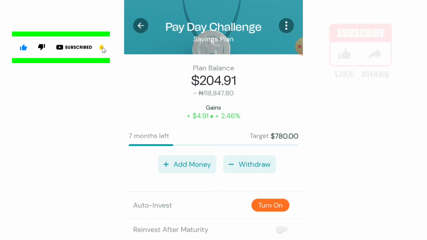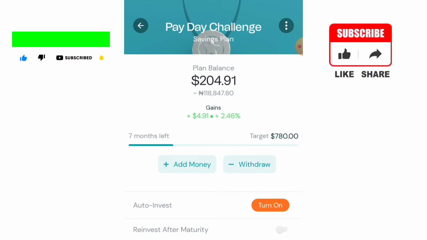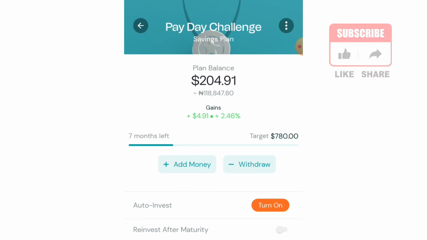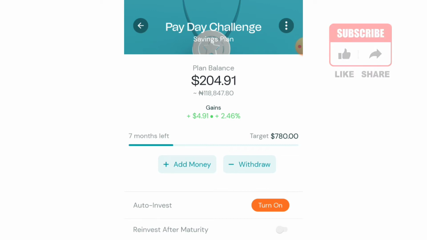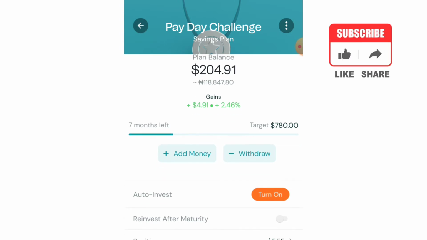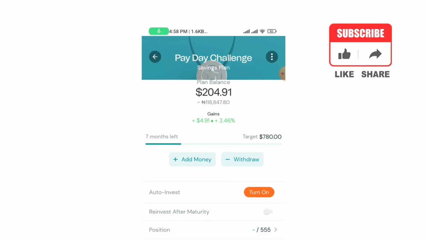January, you save $10. February, $20. It increases by $10 per month. March, $30. April, $40. May, $50. June, $60. So at the end of the year, our target is to make $780, and that is fantastic if you're able to save that aside from all of your other savings. Presently 555 people are on this challenge together with me, and we are doing this saving plan. So you can join in January and follow through till the end.